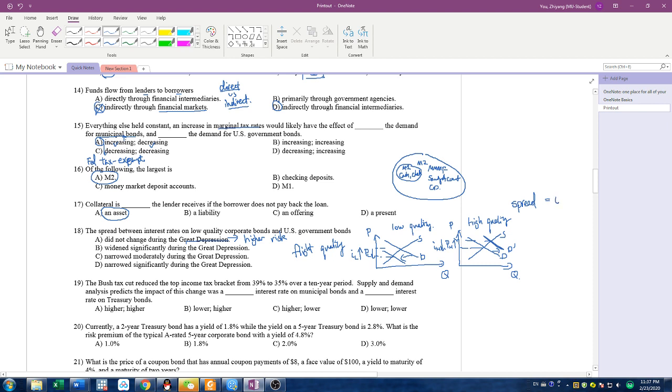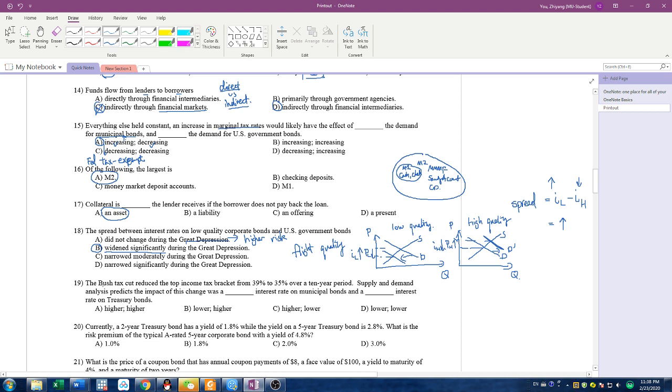the spread is always a positive thing. It is the interest rate of a low quality bond, which has the higher interest rate, minus the interest rate of high quality bond. And in this case, I know this one is growing while this one, the IH, is decreasing. So the spread eventually gets larger. Okay. So we're going to say it will widen significantly during the Great Depression.